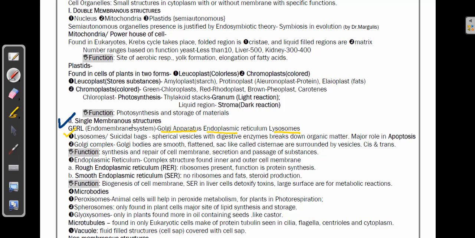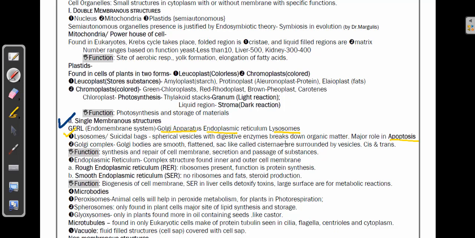The lysosomes are also called the suicidal bags. The main function of lysosomes is that they have a lot of digestive enzymes, so they help in the breakdown of organic matter. And the lysosomes also help in a process called apoptosis.